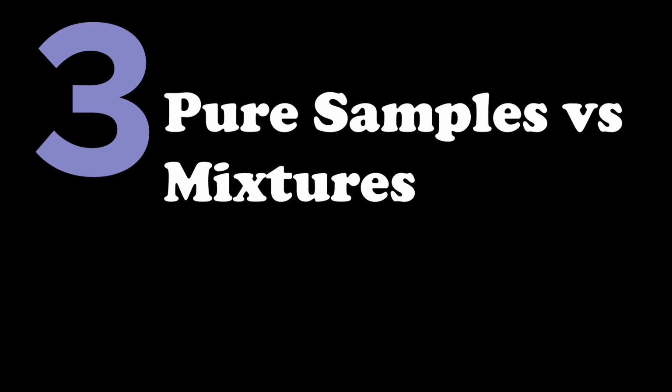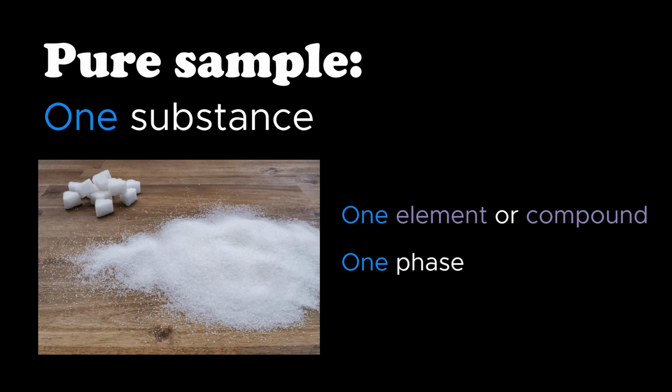To compare pure samples and mixtures, now we look at how many substances and how many phases are in the sample. A substance is either an element or a compound, and we've seen this already. A phase is a region of matter that has uniform properties. For example, it's possible to have 2 solid phases in a sample which have different chemical compositions. A pure sample contains either one element or one compound in a single phase. Here, table sugar is shown, which contains only the chemical compound sucrose.